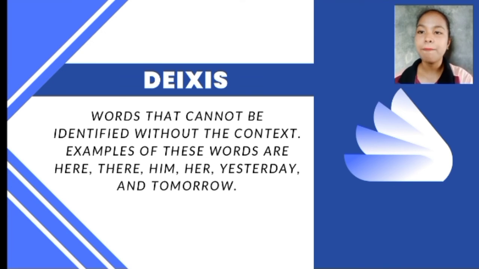The third type of pragmatics is deixis. Words that cannot be identified without the context. Examples of these words are here, there, him, yesterday, and tomorrow. Deixis uses words and phrases to refer to a specific time, place, or person in the context. It replaces a noun and pronoun. For example, she is not here today. She is a person, here is the place, and today is the time.